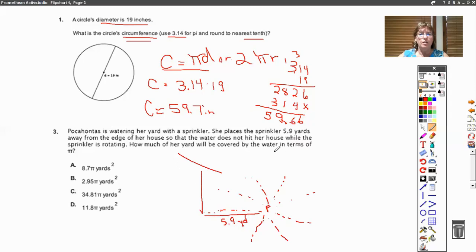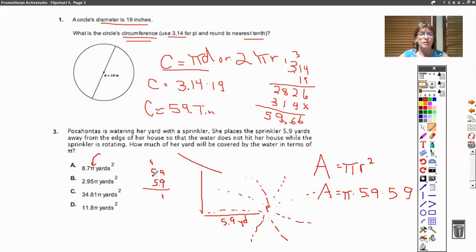And then how much of her yard will be covered in terms of pi? Well, in terms of pi means we do not have to actually multiply by 3.14. We get to leave pi in our answer. And so we just use the formula for area, and area is pi r squared. And so then it just becomes the area is pi, which we get to leave alone, times 5.9 times 5.9. And then we just do that math. So we'll just do 5.9 times 5.9, and we get 81.